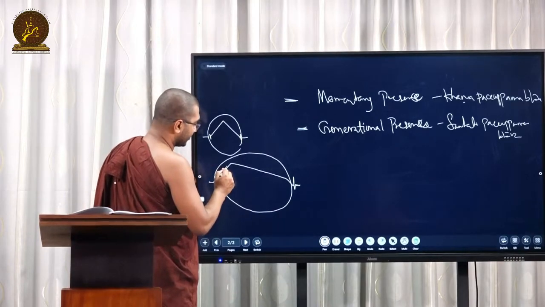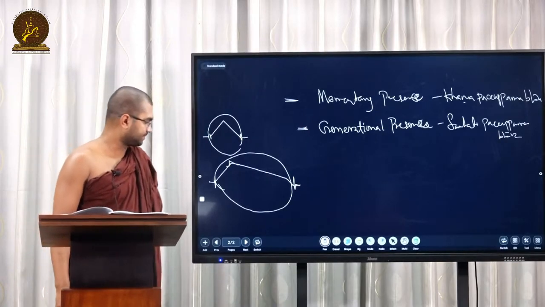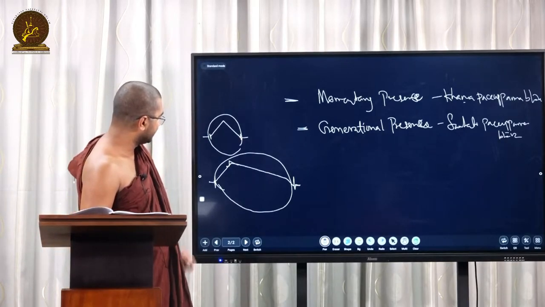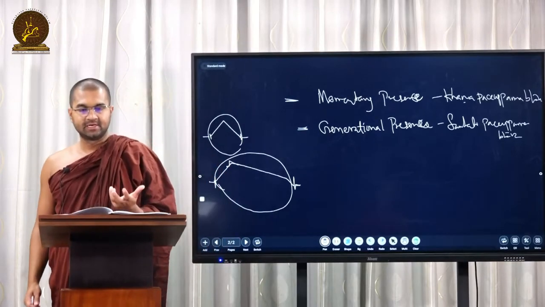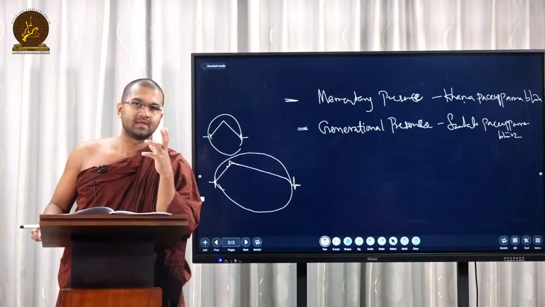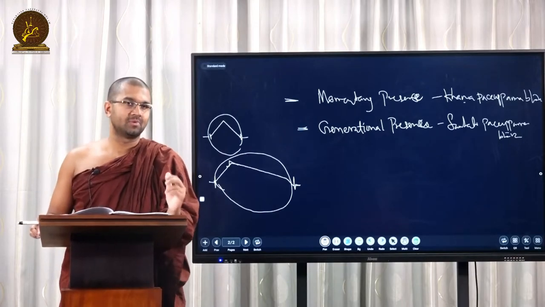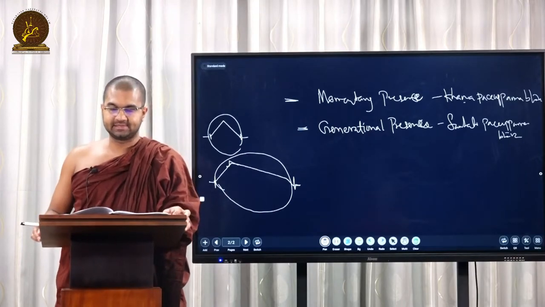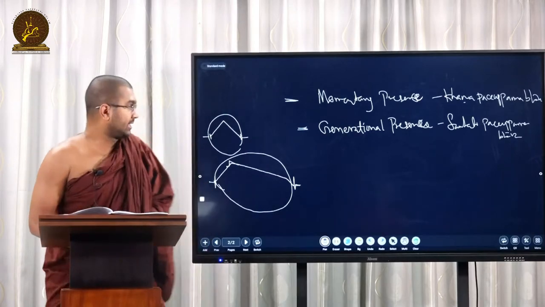So normally we draw it like this. Anyway, we shall discuss this matter later. This is the momentary presence. During this momentary existence, realities are said to be in the momentary presence, and those realities are called momentarily present realities. So that's what has been mentioned in the handout.